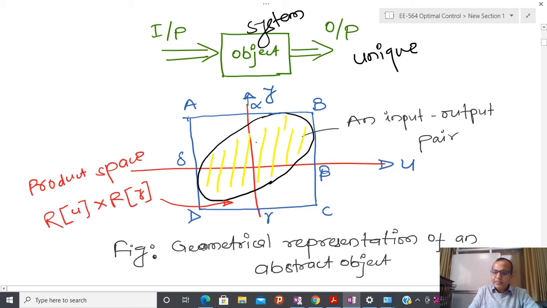And this is the space. What is the meaning of a space? You can see that whenever we are doing abstraction, there is no limitation on the input and output.